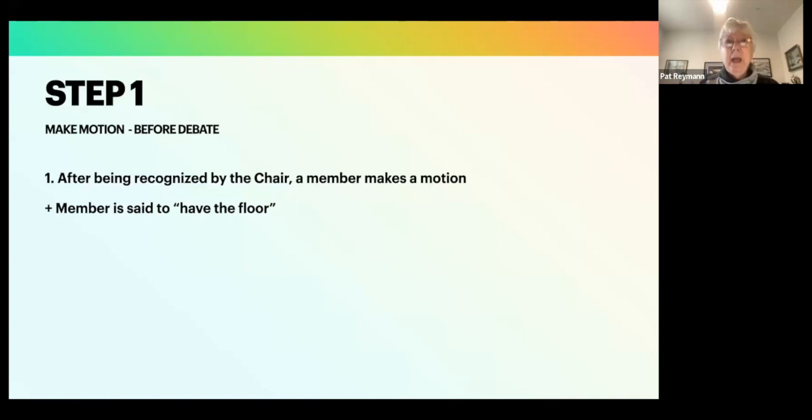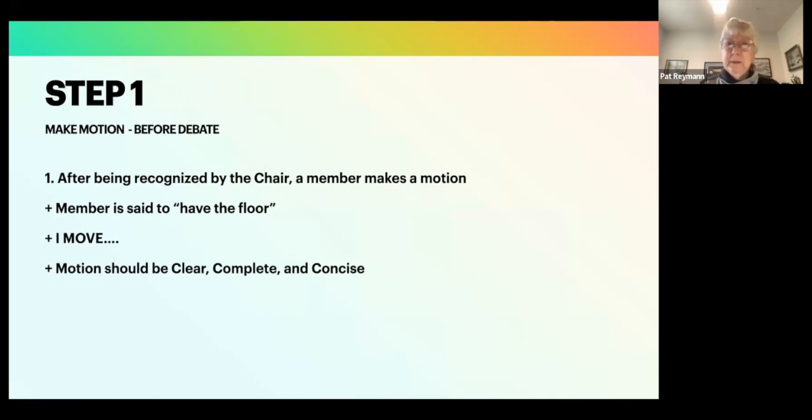That member is said to have the floor, which means that everybody else is going to be quiet and listen to what this person has to say. Now, the words that begin a motion always are "I move." I can't think of any motion, well, maybe one or two. There's always some exception, but almost all the time, a motion will start with "I move." So those are the magic words you want to remember. Not, "I think we oughta," not, "I would like to move," or not, "I motion," none of those. It's "I move."